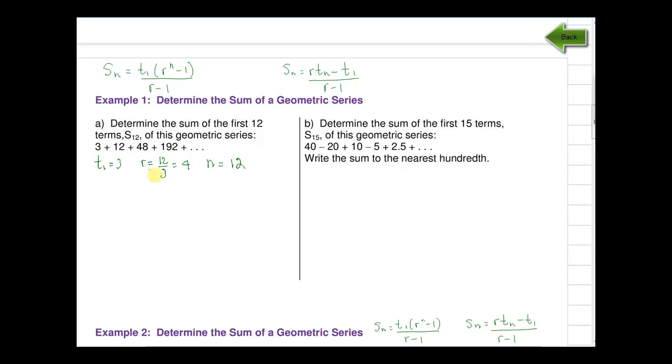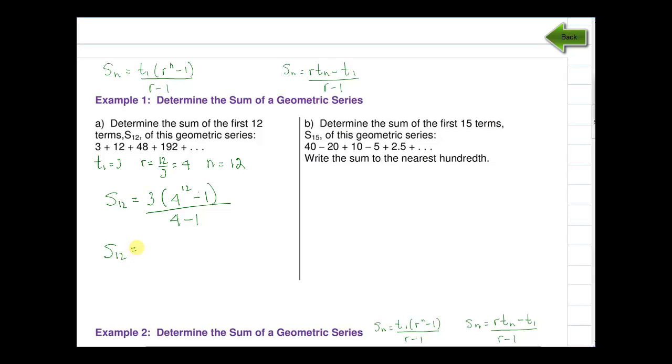So looking at our formulas, you can see that we're going to use the first formula because we know what T1 is, we know what R is, and we know what n is. So we're looking for S12, and in place of T1 we're going to put 3, in place of R 4, in place of n 12, and in the denominator R minus 1, so 4 minus 1.